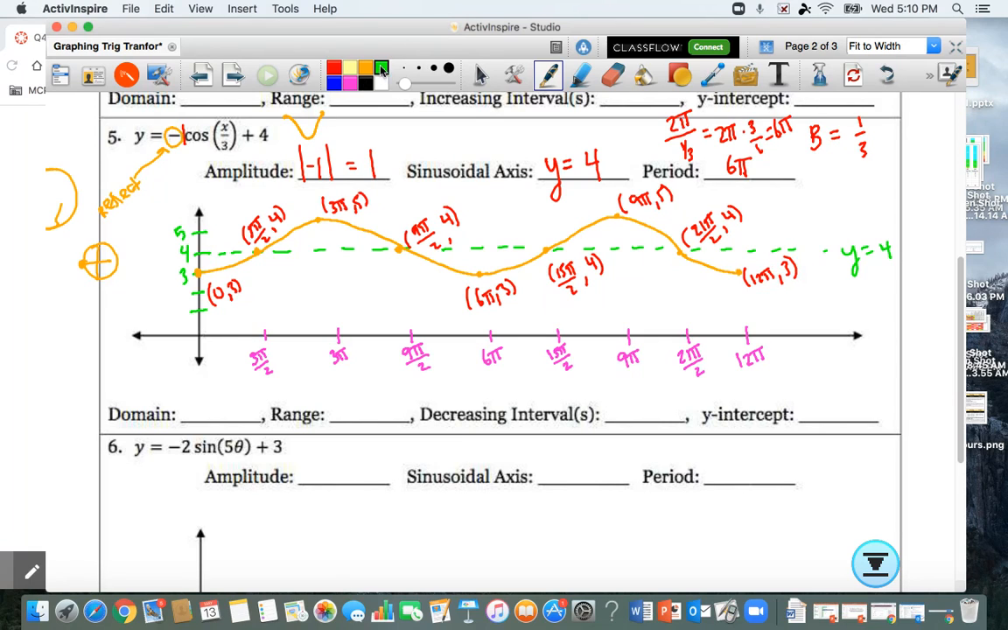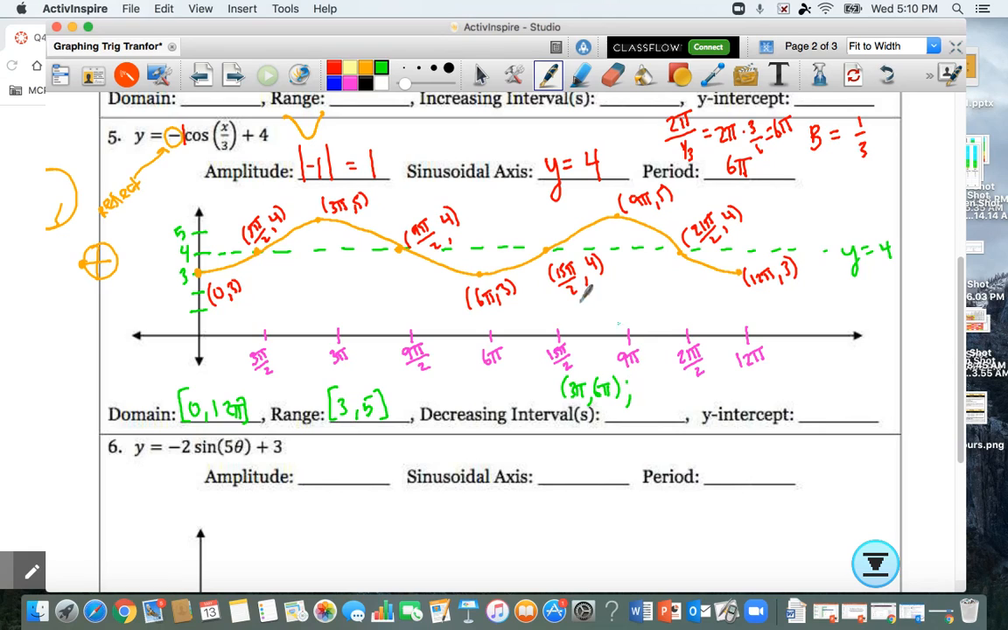Awesome. Let's finish it up with this domain, right? That restriction again. I got it right last time, so it's going to go from 0 to 12 pi. The range from 3 to 5. Oh, this is decreasing, right? So x values again. So it's increasing. Oh, it starts decreasing up there. So from 3 pi to 6 pi.